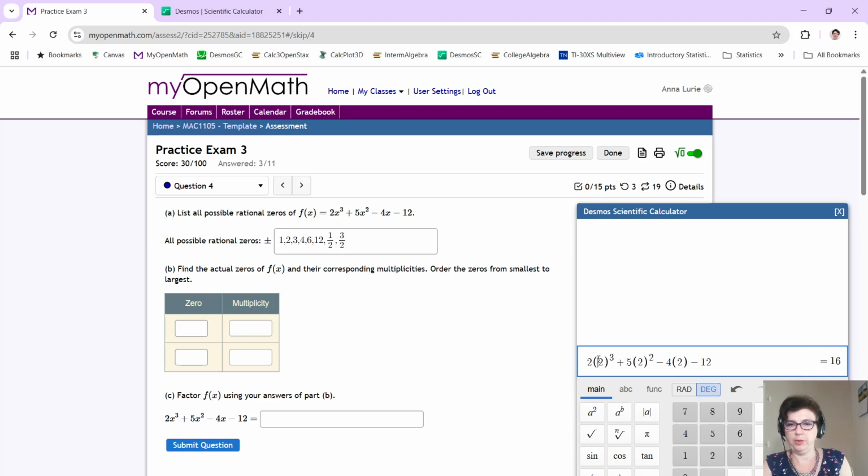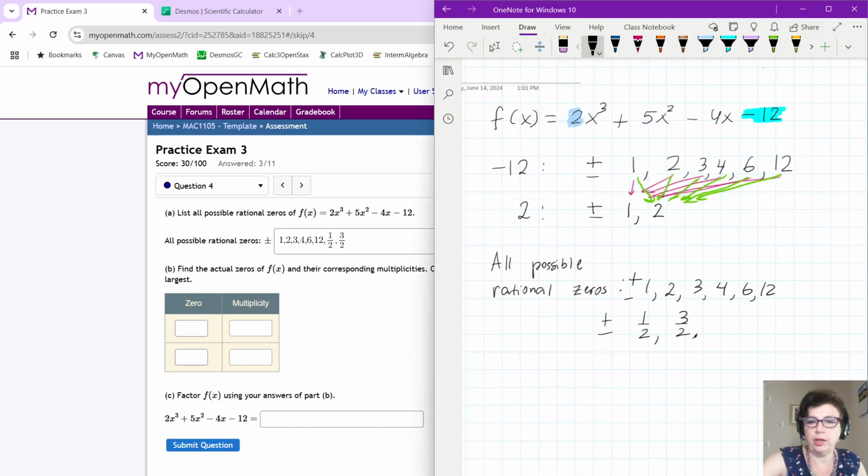That's not it. Okay, let's check -2. And that is it. Okay, so I found -2 is one of the roots. So that's great. So -2, I'm going to write that down. So x equals -2 is one of the roots. Okay, but do I have any more?